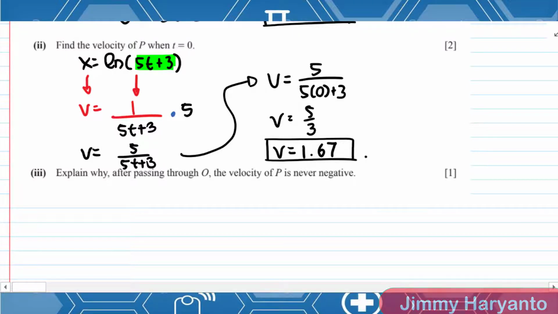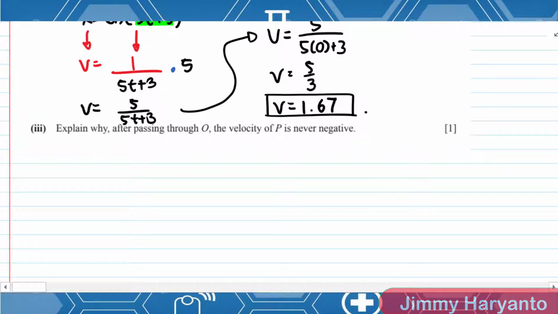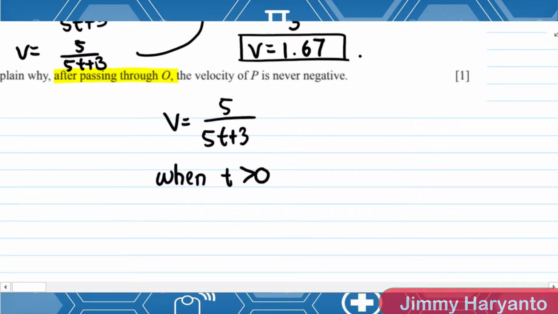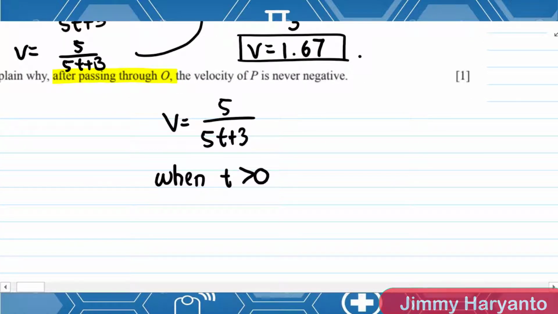After that, explain why after passing O, the velocity of P is never negative. Take a look at this velocity: 5 over 5t plus 3. So when t is greater than 0, because the question says after passing through O, and I already told you that this particle starts moving from O, that means t will be greater than 0. Since it has already started moving, t is definitely greater than 0. Time cannot be negative, right? So you should write t greater than 0.